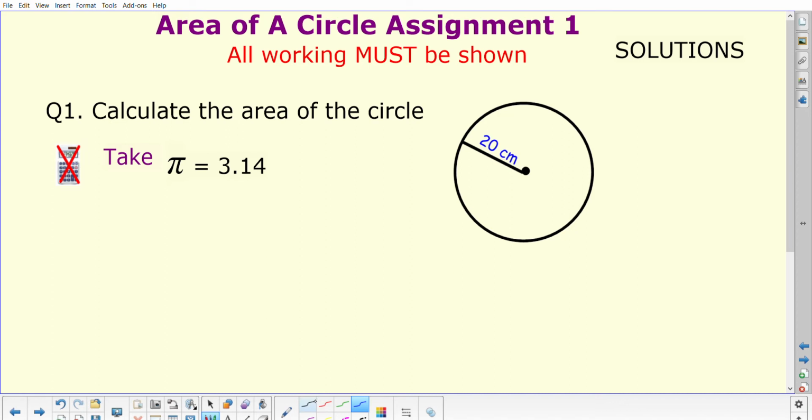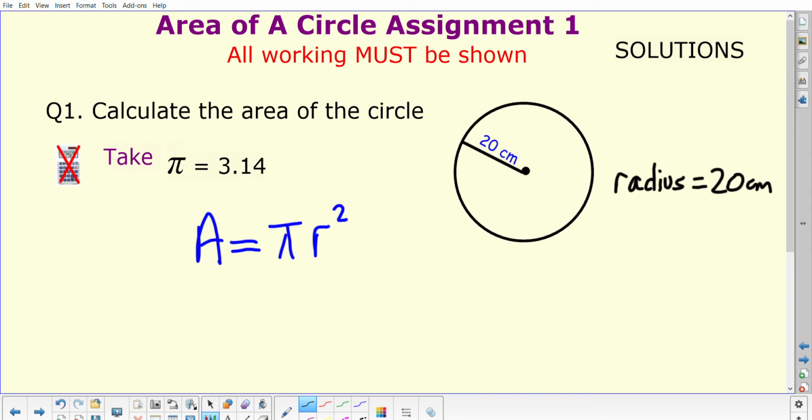So we start by always writing down the formula, and of course the area of a circle formula is area equals pi r squared. Once you've written your formula, you substitute into the formula. If you have a look at this circle, you'll see that the measurement we've been given, the 20 centimetres, goes from the centre out to the edge. So in fact the measurement that we know is the radius. So we know that the radius is 20 centimetres, and the formula for the area of a circle uses the radius, so we don't have to do anything else with that.